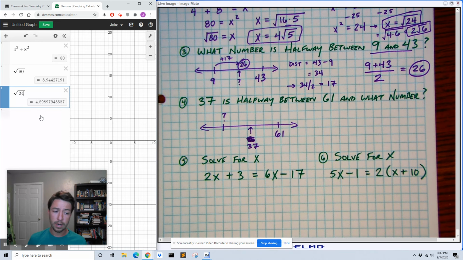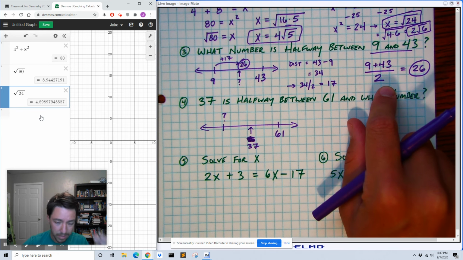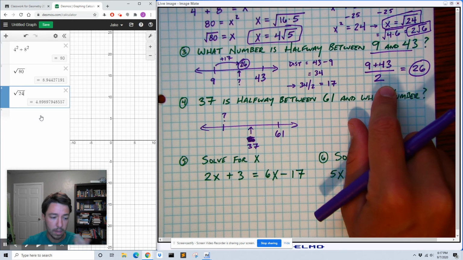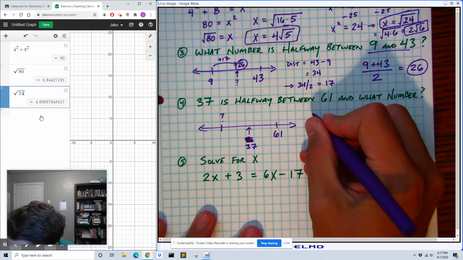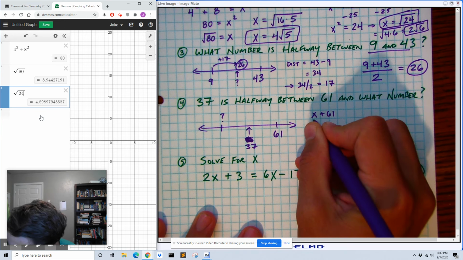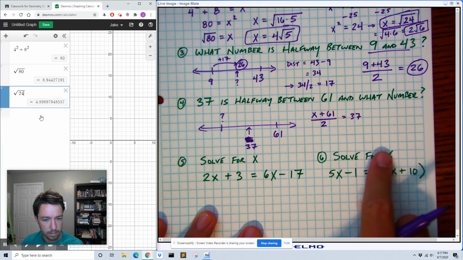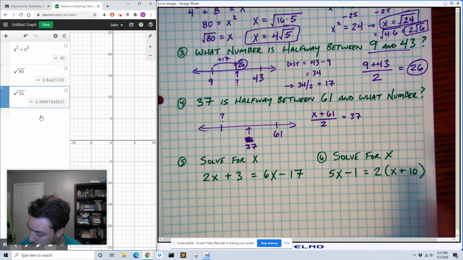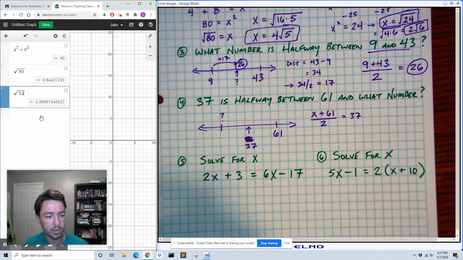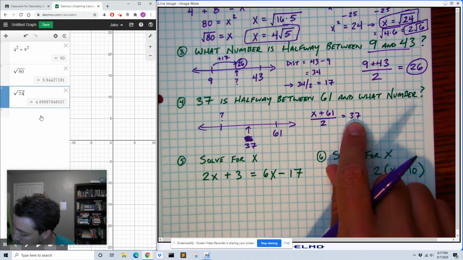So here you could come back to this idea and do a formulaic approach, but then you're going to be doing some algebra, which is fine. But if you're wondering, it would look like this. You'd say x plus 61 divided by 2, that's the average, and you'd set that equal to 37, and then you'd solve that for x. So you would multiply both sides by 2 and then subtract 61, and so you'd get your answer that way. What do you get there? You'd get 74 minus 61 is 13.